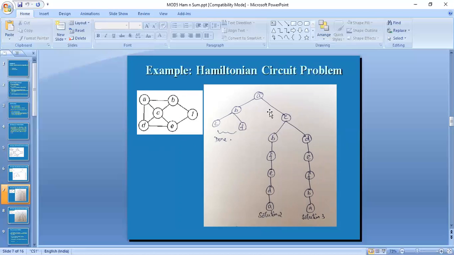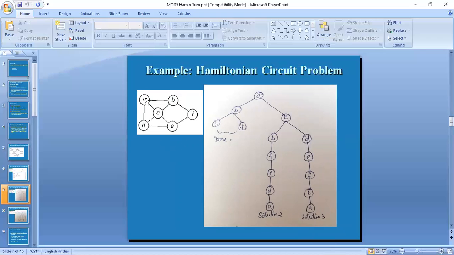Similarly, from A to C, you have two options, B and D. B is done with. So now we will move to D. Now when you go to D, from D you are going to E. From E we are moving to F. From F we are moving to B. And from B there exists an edge to A, where you are getting another solution. Clear?